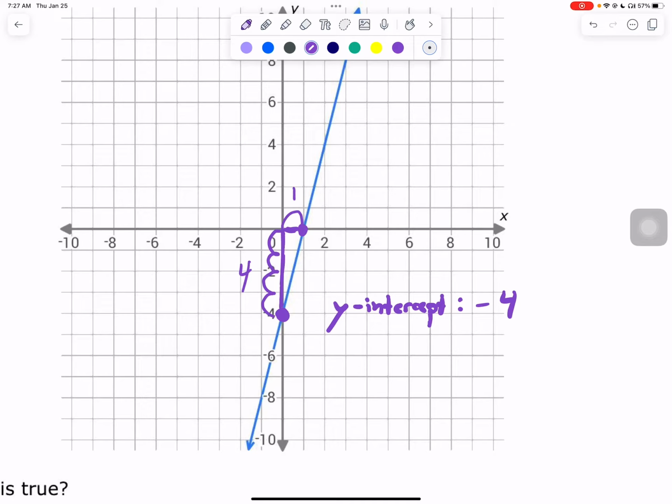Now this line is going up from left to right, so I know it's going to have a positive slope. I write my slope as my rise over run. In this case, my rise was 4 and my run was 1. And that just simplifies to be 4 over 1. Because a fraction is just division, we can simplify that to just be 4.